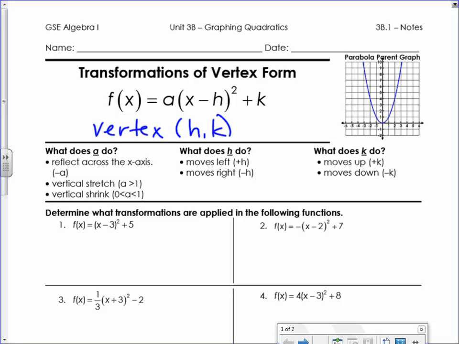And all of this is on your handout. You should be underlining this stuff as I'm talking about it. K tells us if it moves up or down. If K is positive, it moves up. If K is negative, it moves down. I like to say inside, I'm going to write a little note here. Inside, opposite. Outside, the same.